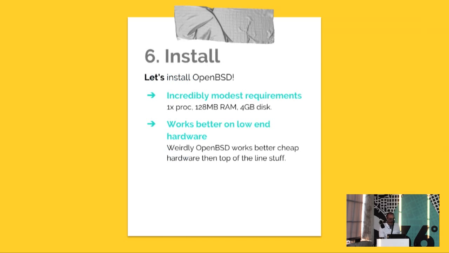All right, so that's all the slides. So I'm going to fire up a VM and install OpenBSD. It has really modest requirements. You can get by with one proc, 128 megs of RAM. That's actually kind of on the high end for it. I believe you can get away with about 64, but just for convenience's sake, I'm going to do 128. And you can get by with about 4 gigs of disk space. I'm probably going to do 8 just to make things easy.